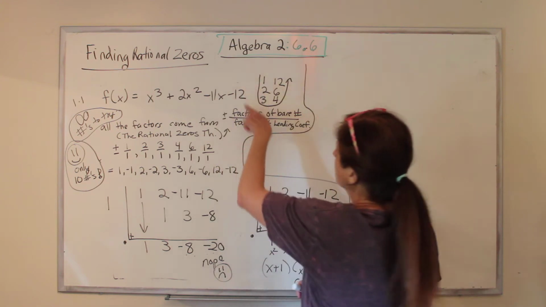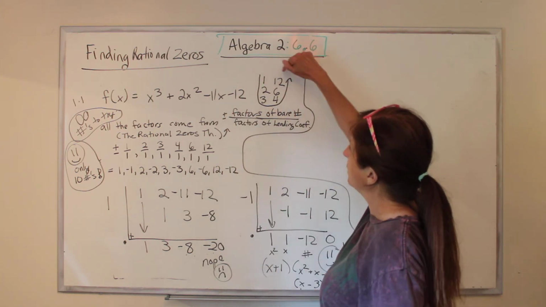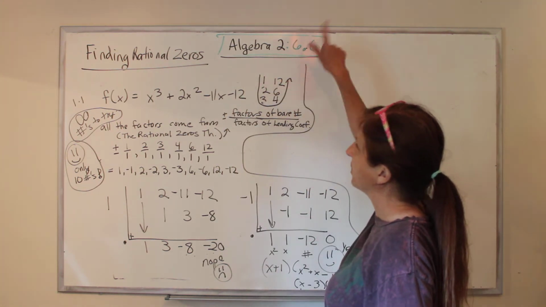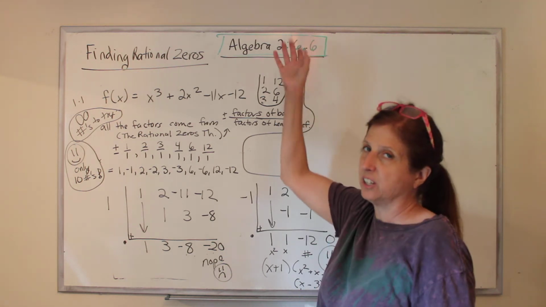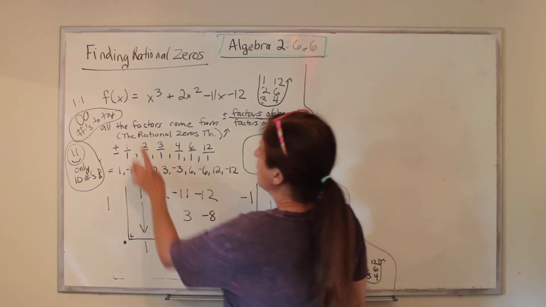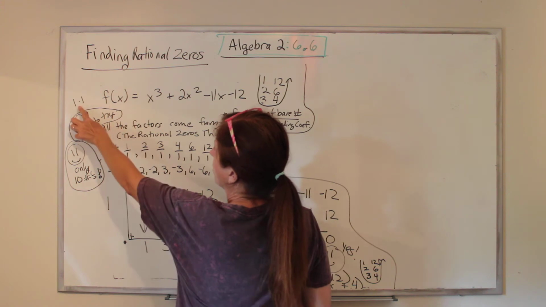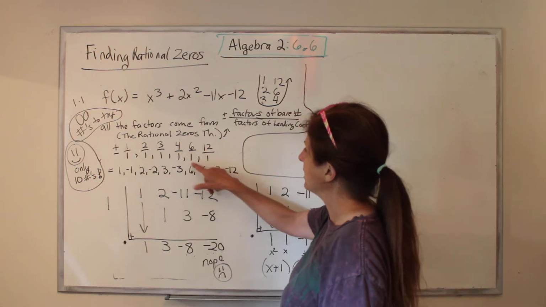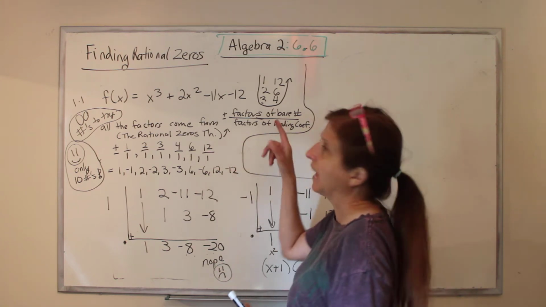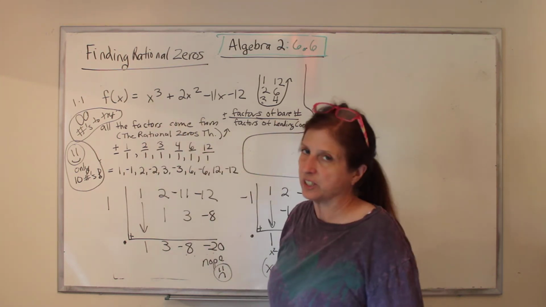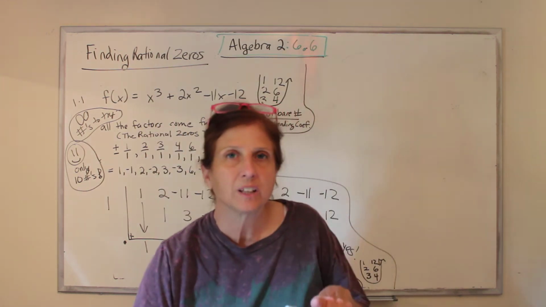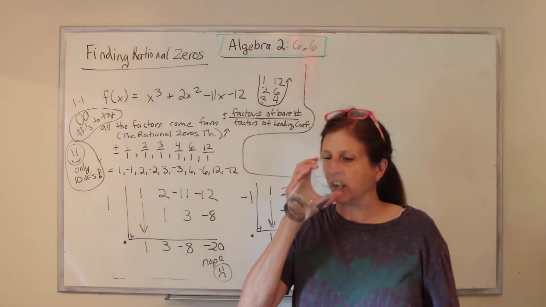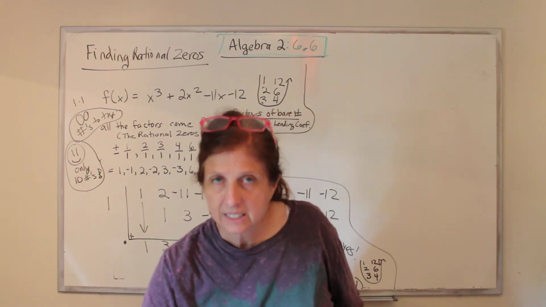The factors of 12 are 1 and 12, 2 and 6, 3 and 4. There's our big U. If you don't know how to do that, go watch one of the other videos. The factors of 1 are just 1. So I know everything in my denominator is going to be 1, because that's all I got for factors of my leading coefficient. And when it's like that, you're cooking with gas. That's good. It's going to be easier.